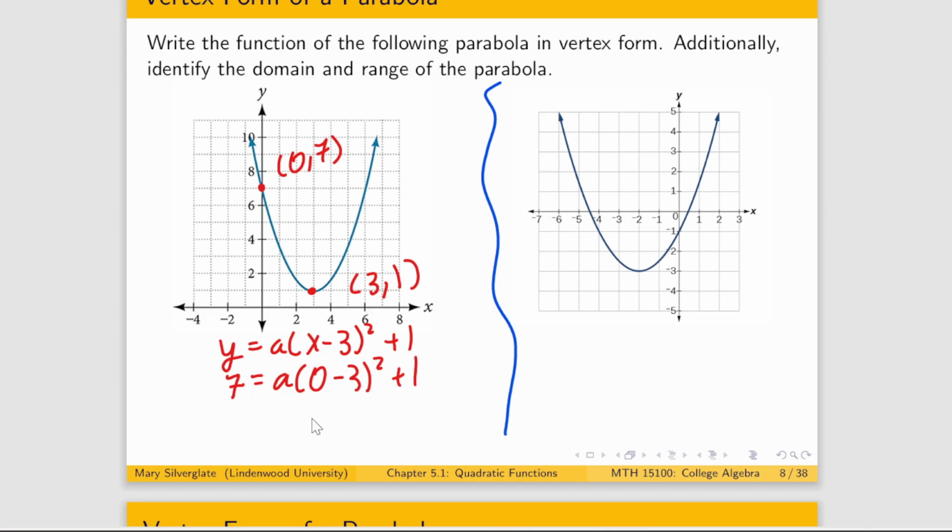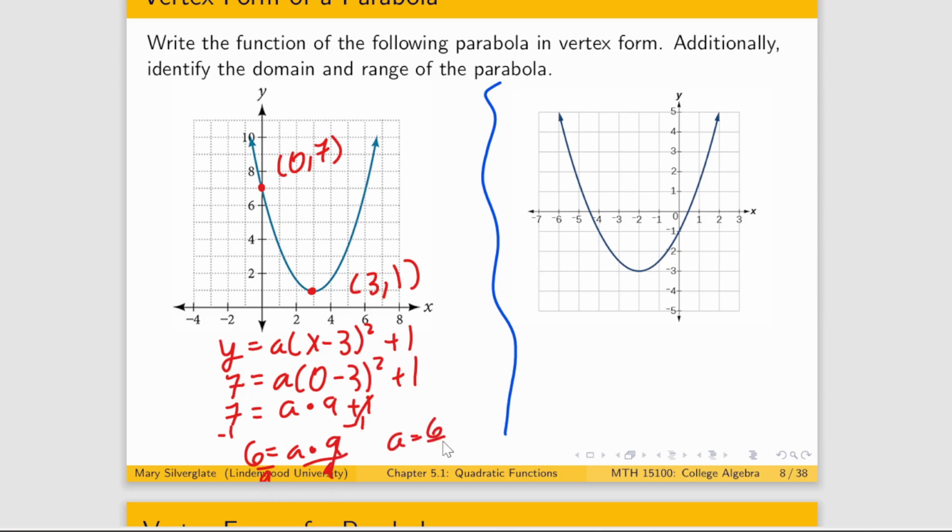Then I start to follow order of operations. So I want to evaluate inside the parentheses first. Well, 0 minus 3 gets me -3. All squared gives me 9. Then I want to undo any addition subtraction. So 6 is equal to a times 9. Then I want to undo multiplication division, so I can divide by 9.